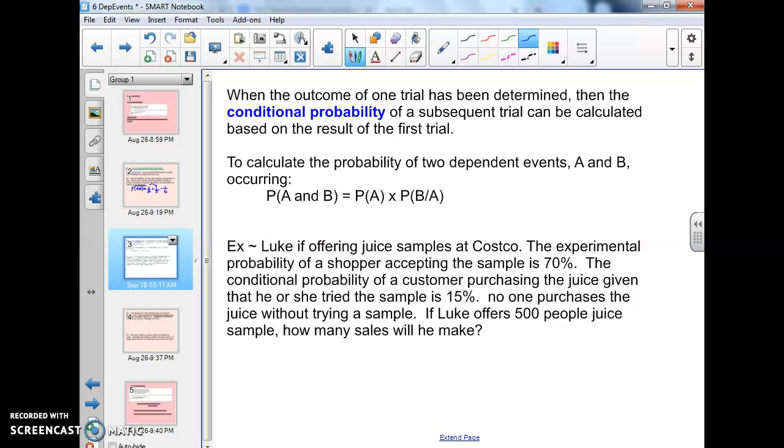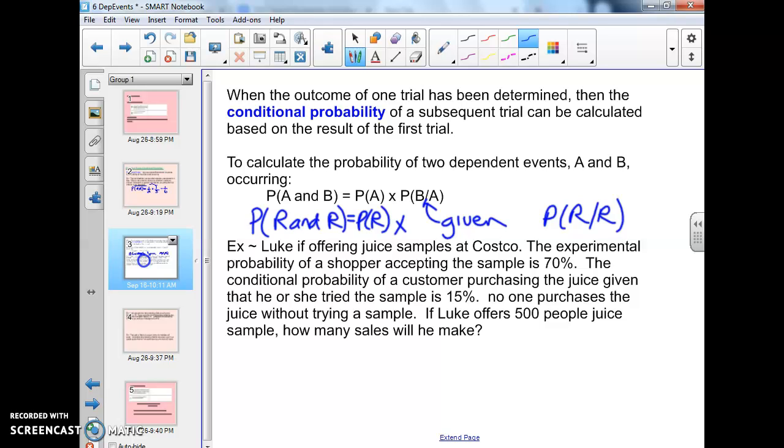Once the outcome of one trial has been determined, then the conditional probability of a subsequent trial can be calculated based on the results of the first trial. So that's what we just did. We calculated our probability based on what happened in the first one. Formula that you can use: the probability of A and B happening would be the probability that A happens times the probability that B happens given, that little slash there means given, A has already occurred. So in our last one, it would have been the probability of getting a red and a red checker. We had the probability of a red times the probability of a red given we've already chosen a red.